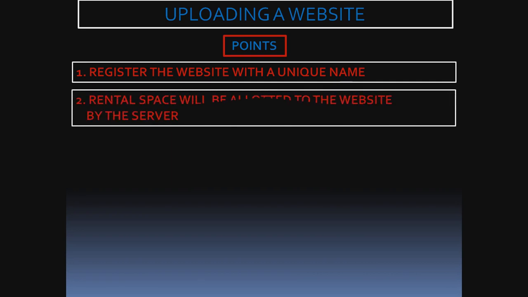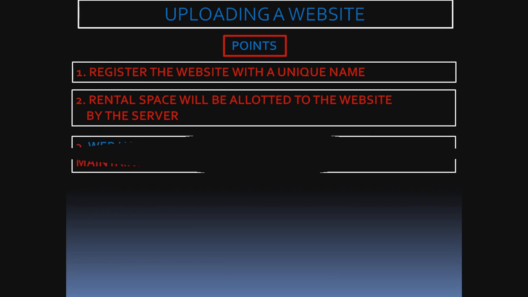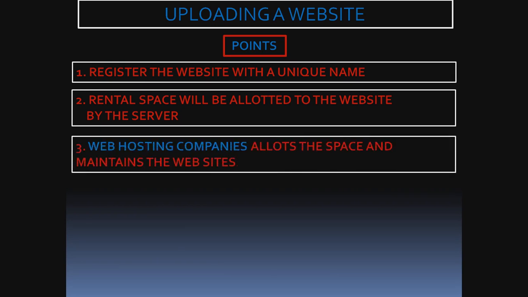So we'll have to give a unique name, and we have already understood that whenever you upload the website, it is stored in the web hosting company's server, that is web server. It is actually stored there. The web hosting company actually allots a space for you there, and they don't always allow it to you free. They take some rent for it from you. You'll have to pay some money so that it can be there. Now, as I said, these companies are known as web hosting companies. They allot the space, take rent from you. They also maintain your websites.